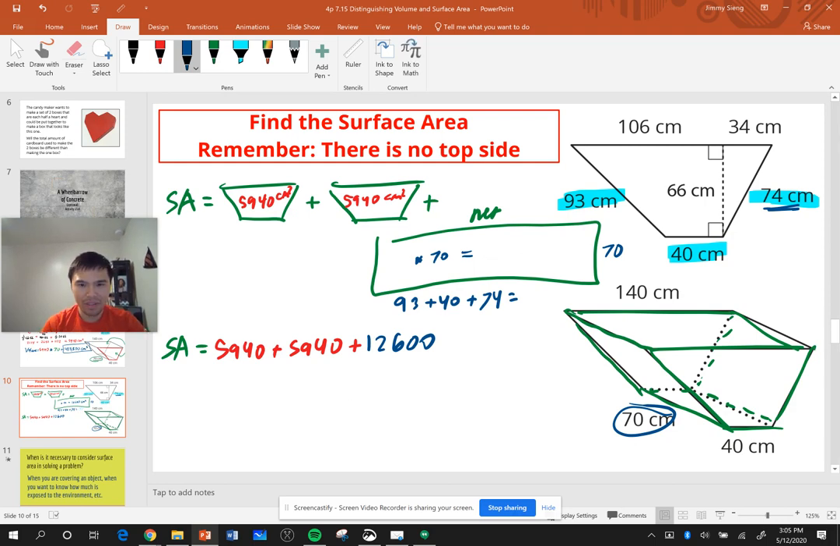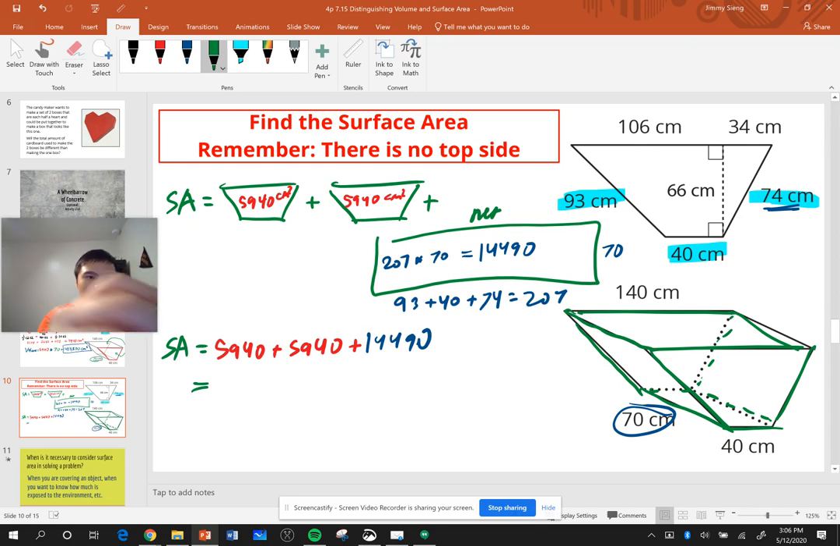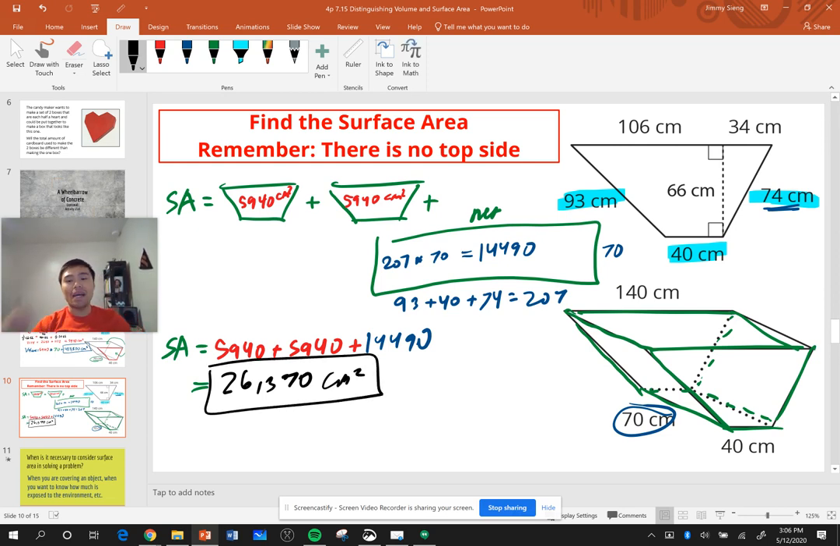So let's do 93 plus 40 plus 74. That gets me 207. This is going to be the right answer. So instead of this, I got that wrong. It's 207 times 70, which is 14,490. All right. We add that up. What's my answer? Now I got the right answer of 26,370 centimeters squared. Okay, so that is my answer, students.